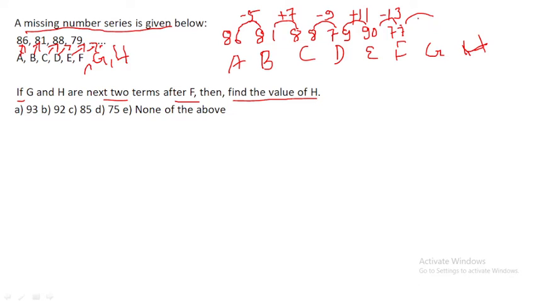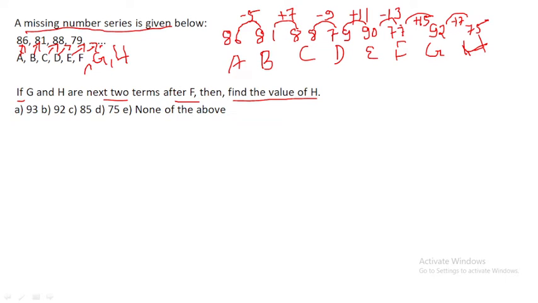Then the next number will be 15, and we will add that number, as we know that the mathematical operation of plus and minus is on an alternate basis. So plus 15, you will get 92, that is the value of G. Then 92 minus 17. Why? After 15, 17 is the next odd number. So 92 minus 17, you will get 75.